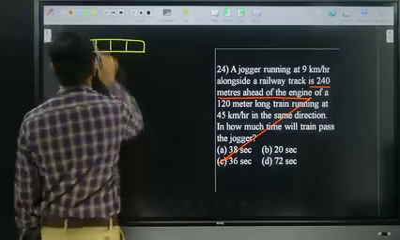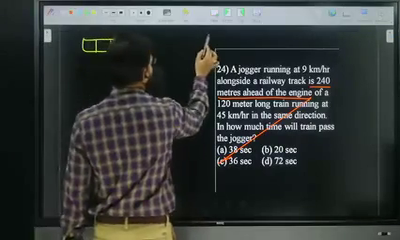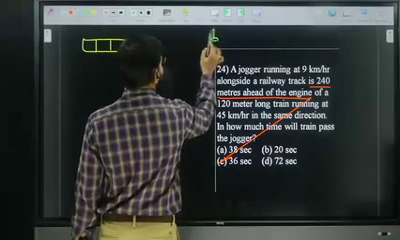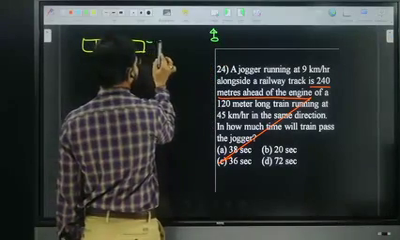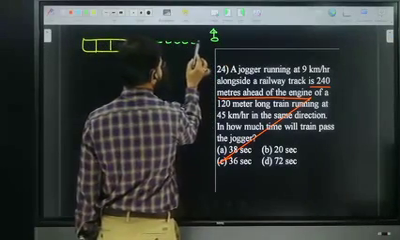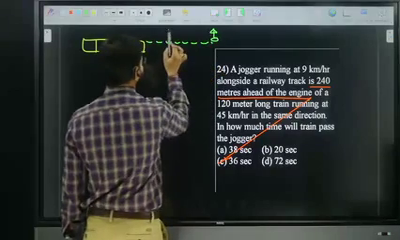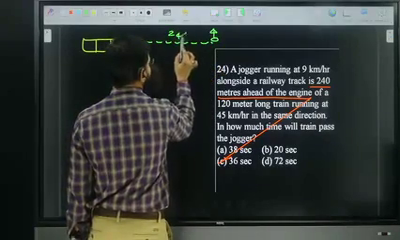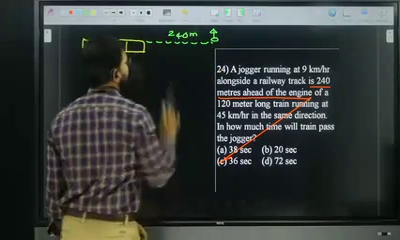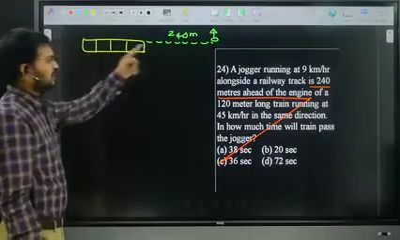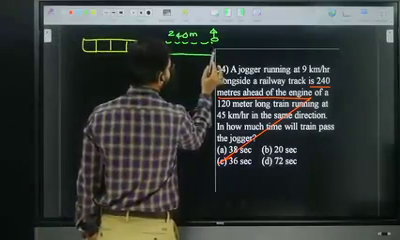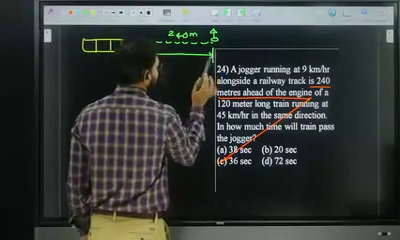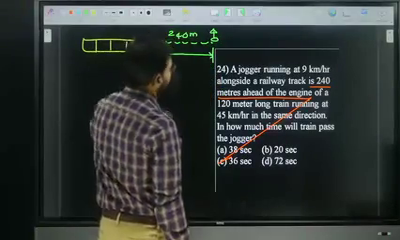Say for example, this is a train. The man is here. The initial distance between the man and the train is what? 240 meters. Whenever the train passes by the man, first the train reaches up to here. This distance is nothing but 240.